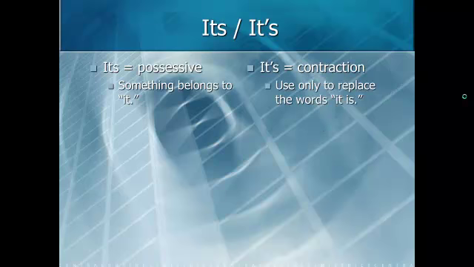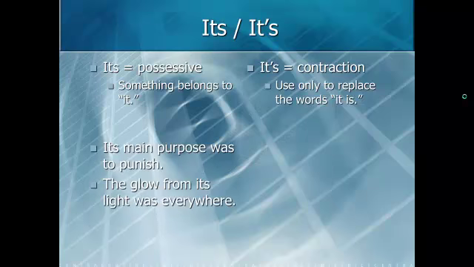Its with the apostrophe is a contraction, and it's only used in one case, to replace the words it is. If you can't put it is in the sentence, then you can't use this contraction. You've got to use the other one.